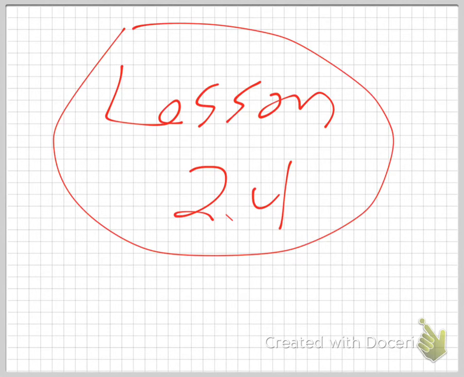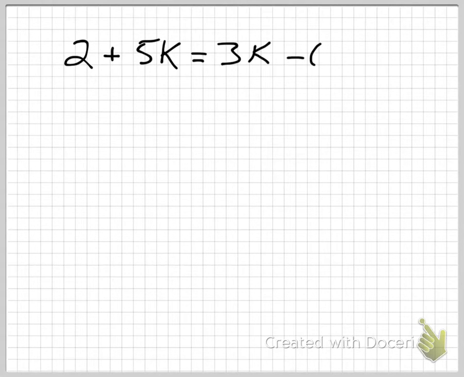All right, here we go. This is lesson 2.4 in algebra. Solving equations with variables on each side. This is not super difficult. This is one baby extra step from what we did yesterday. All that's happening now is this. We may have questions like this. 2 + 5k equals 3k minus 6.